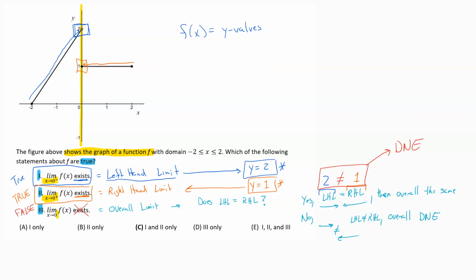And so in the end here, when we're looking for the ones that are true, the only ones that are true are number 1 and number 2. And so our answer would be option C.